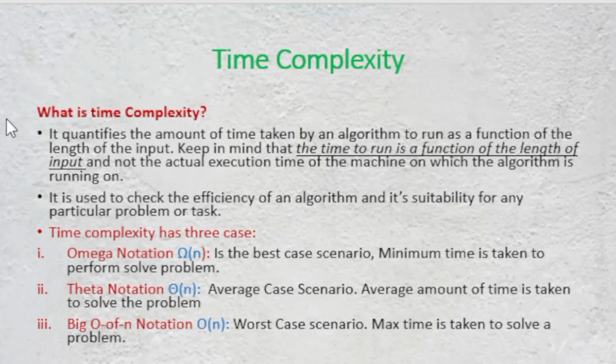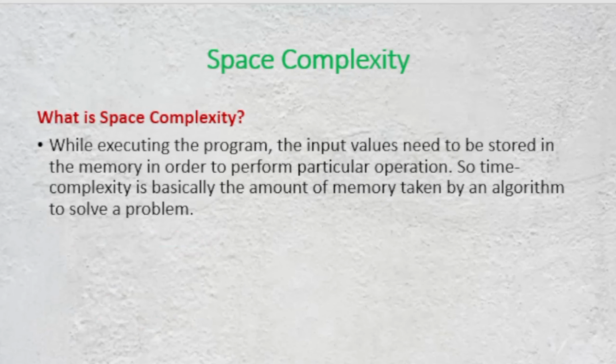So that's the brief definition or explanation of time complexity. Now let's also define space complexity here. Though it's not in the domain of this course, let's simply define space complexity as well. Space complexity is basically the amount of space taken by an algorithm while solving a problem, right? It's the amount of memory used by an algorithm to solve a problem. While executing the program, the input values need to be stored in memory in order to perform a particular operation. So the space complexity is basically the amount of memory taken by an algorithm to solve a problem.